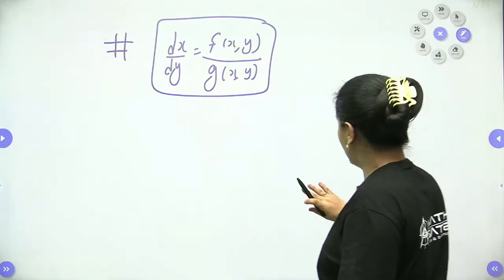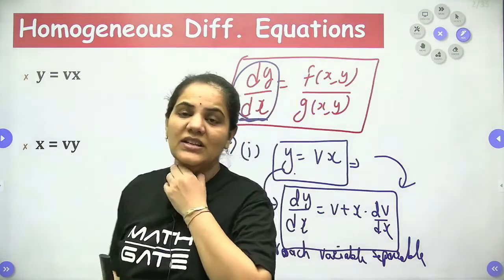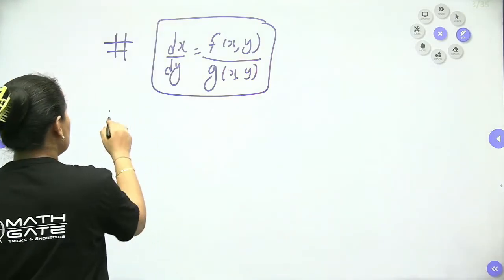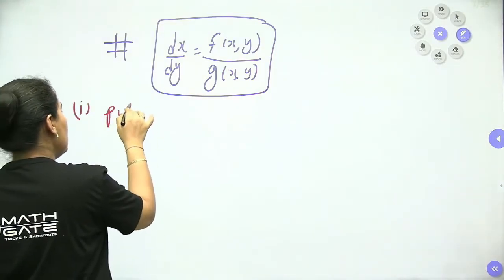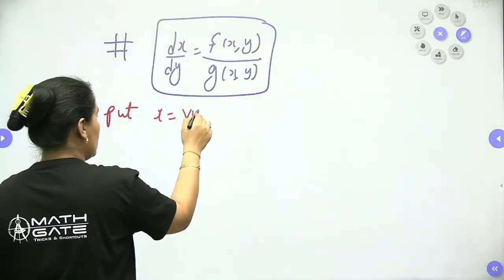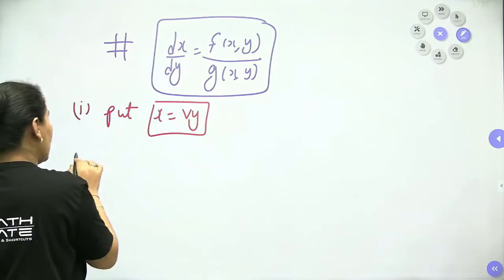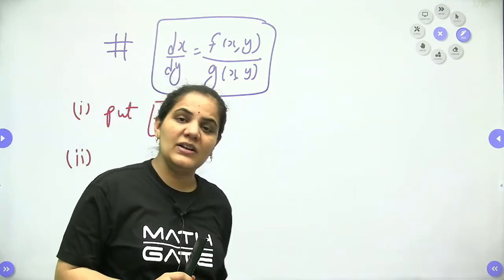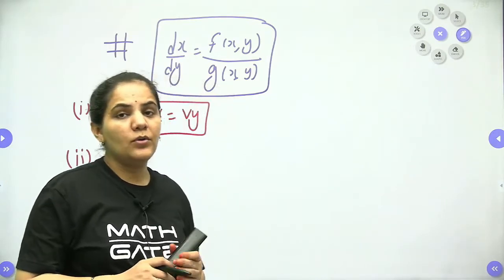Now what will we put? When we have a differential equation in the form of dx by dy, my dear students, the first step will be that we always put x equals to vy. So at the place of x we will put vy. This will be the first step. So wherever x comes in the given differential equation, you can put vy.